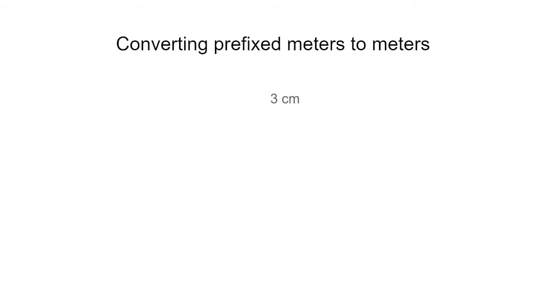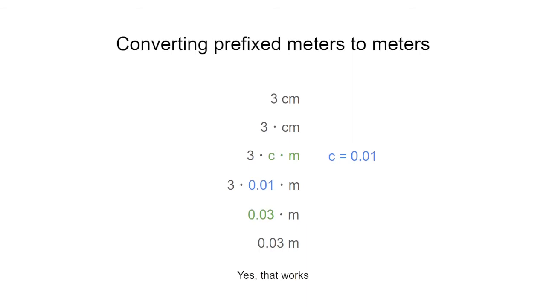Well, we could first see that we have 3 centimeters and separate it like we did earlier, 3 times a centimeter. Now we can further separate it into our scalar and our unit vector. So we have 3 times centi times meter. We remember that centi is 0.01. We replace our C with 0.01. We multiply 0.01 by 3 to get 0.03 times meter, which is 0.03 meters. Yes, that works.